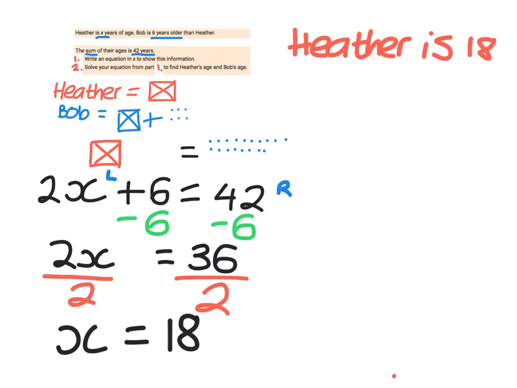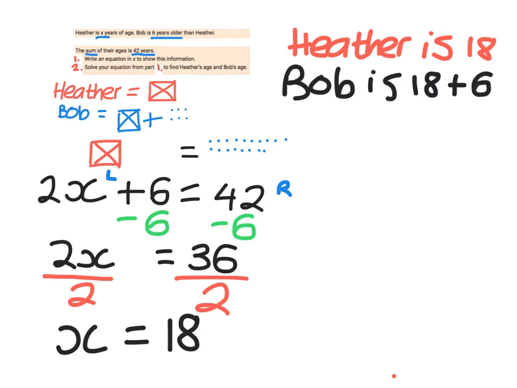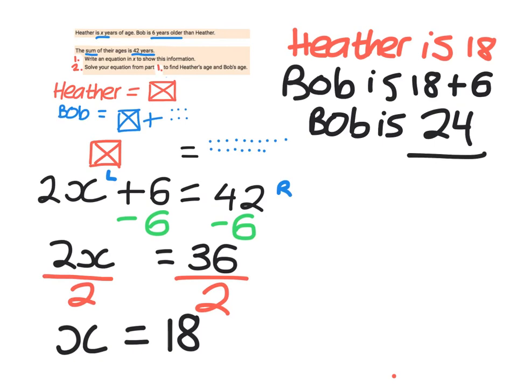Okay, now Bob is 6 years older than Heather. So if Heather is 18, Bob is 6 years older, so Bob is 18 plus 6. So we could also call that x plus 6, or the box plus 6, because we had said over here that the box plus 6 was Bob's age, and we know the box stood for x. So Bob is 18 plus 6. Bob is 24, okay? So Heather is 18 and Bob is 24.